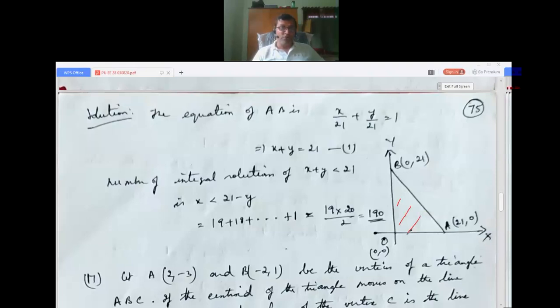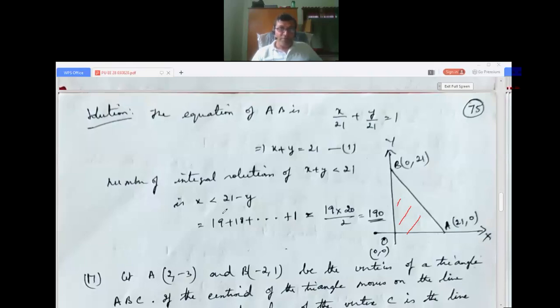X plus y less than 21, that is, x is less than 21 minus y. So that will give the number of integral solutions.